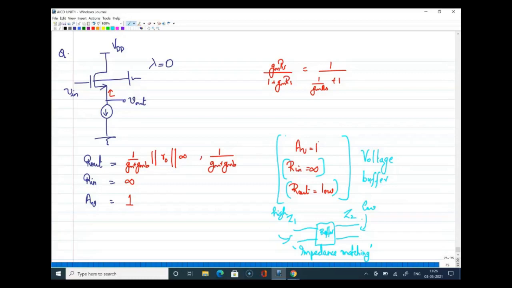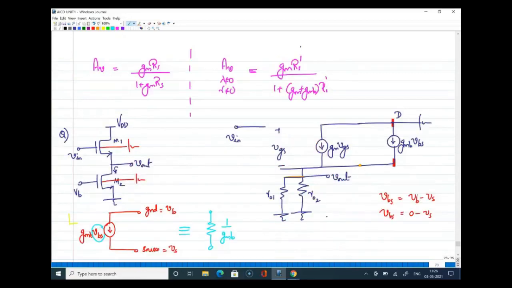Then for every case of CD configuration, we can directly write AV equal to 1. The maximum gain is 1, and that is an ideal case. So your gain will always be less than 1. It will be 0.99 or 0.998 in that range. How ideally we can design a CD amplifier is what we need to take care of when we do the design.